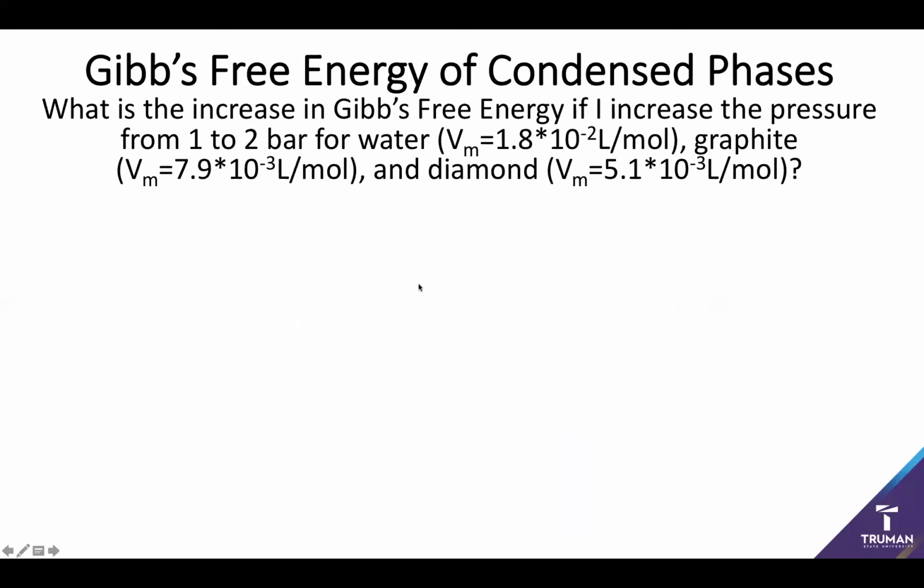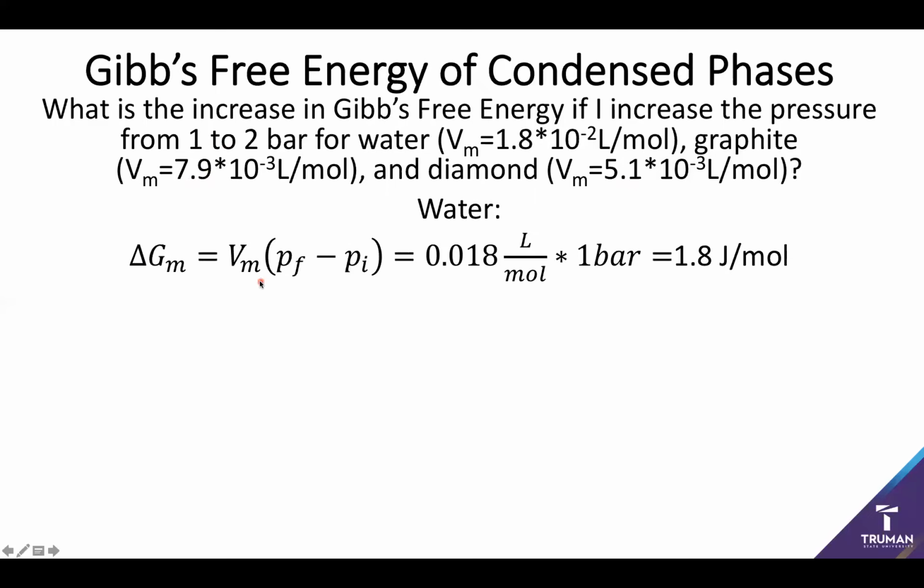So let's go ahead and work with one liquid, water, with a molar volume of about 18 milliliters per mole, as well as two solids, graphite and diamond. Well, graphite has a molar volume of about 7.9 milliliters per mole, and diamond with about 5.1 milliliters per mole. So if I want to figure out the free energy for the compression of water, well, then I go ahead and just insert my molar volume.